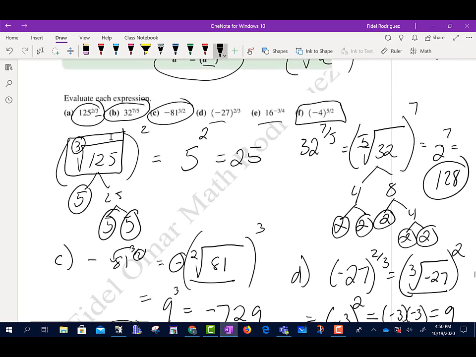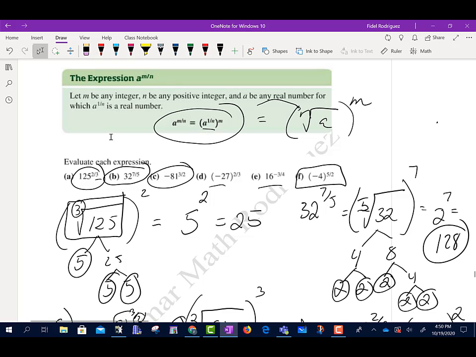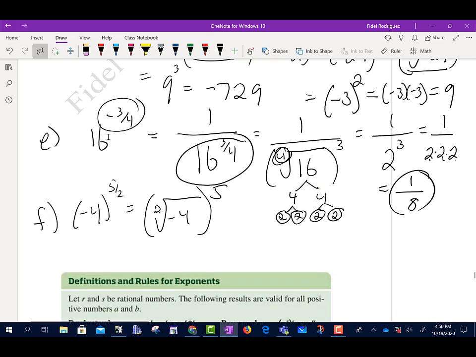So one thing I wanted to mention here is that it says a is any real number for which a to the power 1 over n is a real number. This is not going to be a real number. This is going to be that 2i, right? So here we would just say not a real number. Okay.